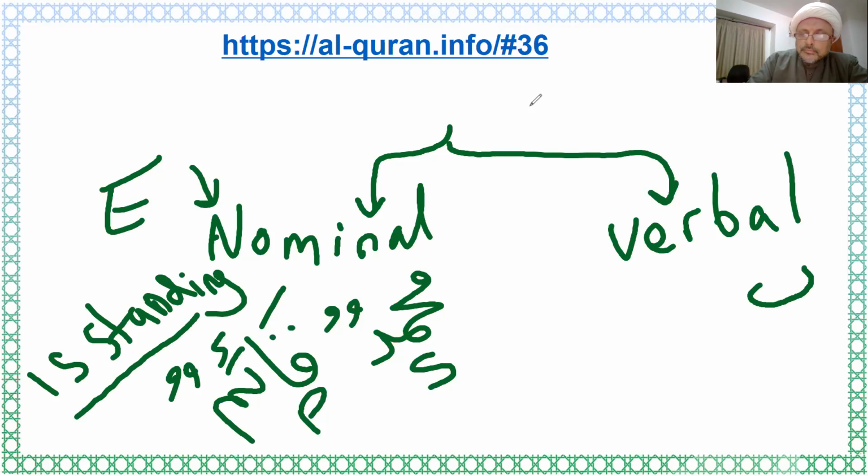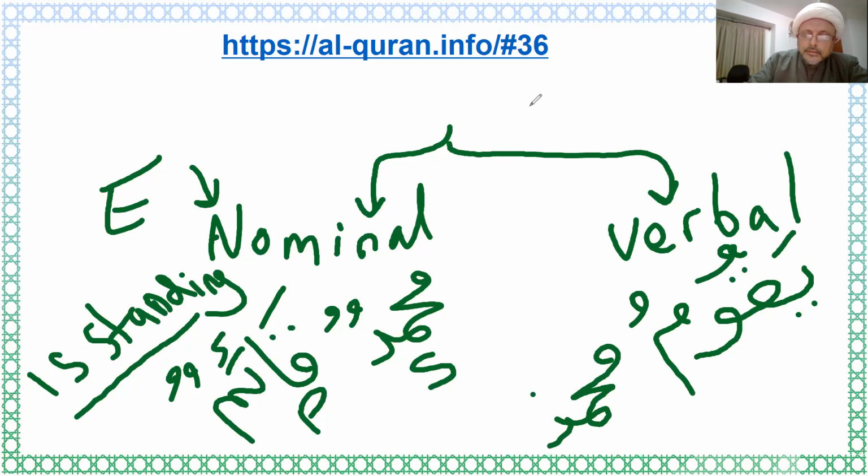yaqumu Muhammad. Wow, this is good, better than the finger. Okay. يقوم محمد. So يقوم is a verb, present tense. Muhammadun is a subject. Subhanallah. So we have the subject here, and the subject there. In a nominal sentence, we start with the subject. In a verbal sentence, the subject comes after the verb.